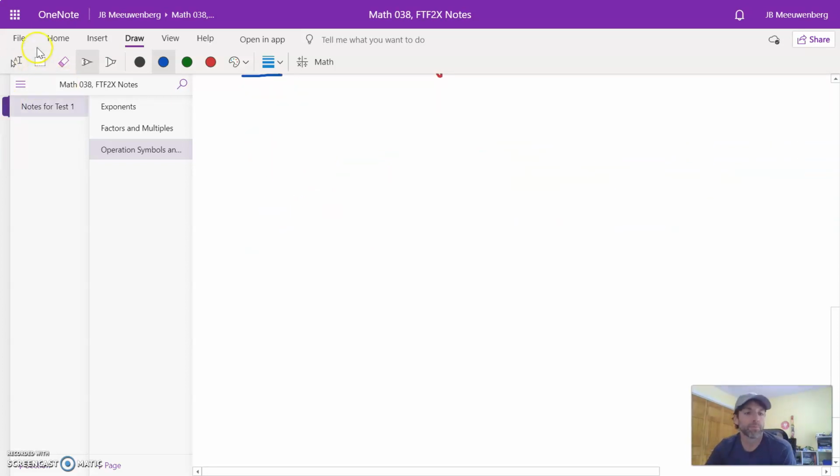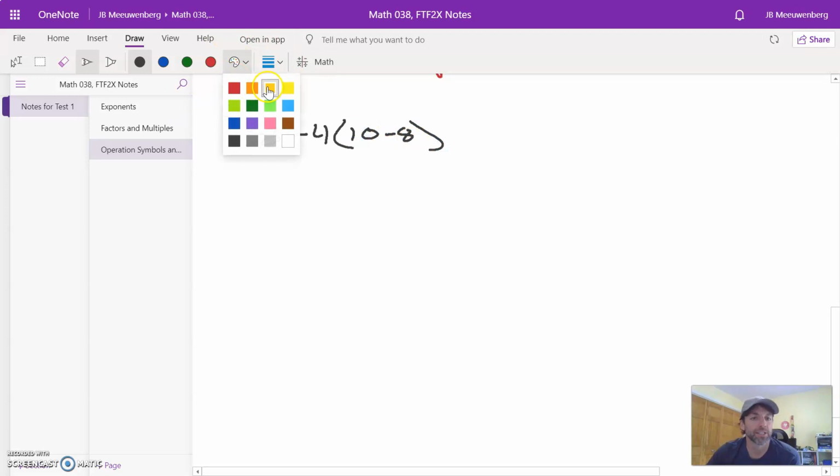Here are a couple problems. I'm going to give you one right off the bat that people get confused about. 8 minus 4, parentheses, 10 minus 8. I'm going to highlight some of these. What you're going to see are 3 different operations. We have subtraction. You see another subtraction in here. But remember, when a number is touching parentheses, even though we don't see a symbol right here, that means multiplication. So we've got 3 operations.